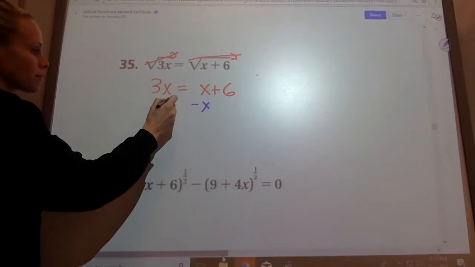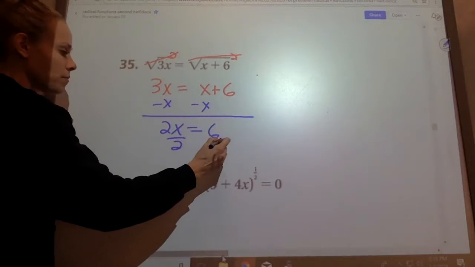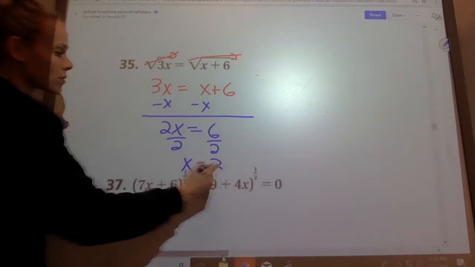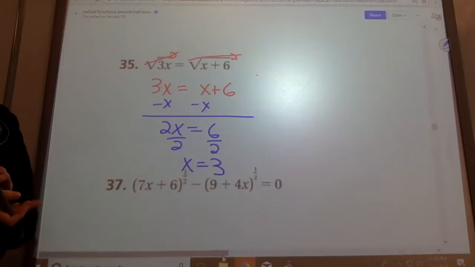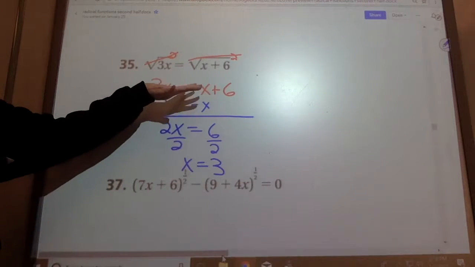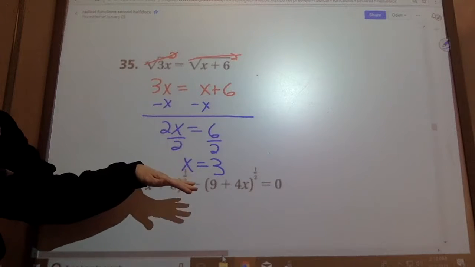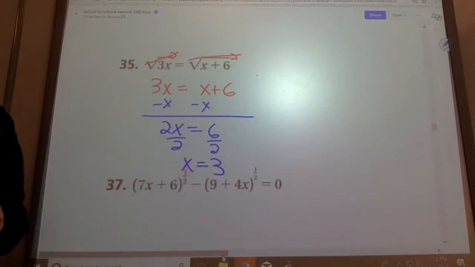Subtract x, divide by 2, so x is 3. Okay? You don't have to check linear. Those usually work because they're not considering the plus or minus like a quadratic does. So when you get something linear like we did the lesson before this, you can check, but it's going to be right. Those are going to work.